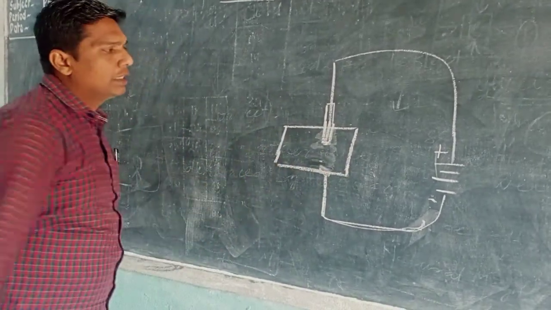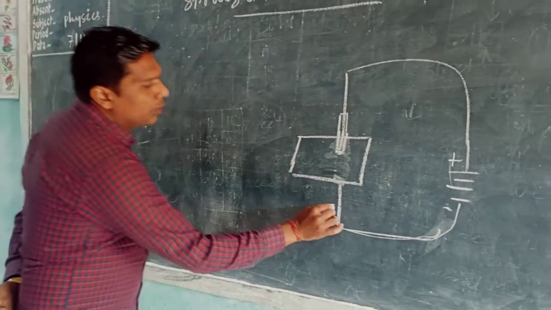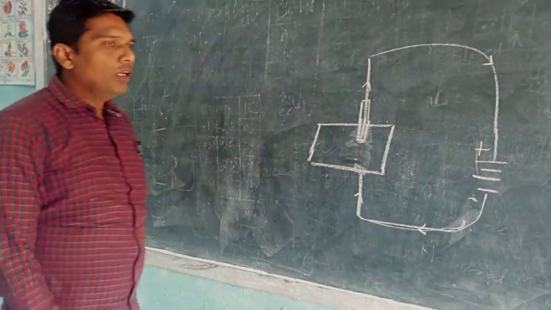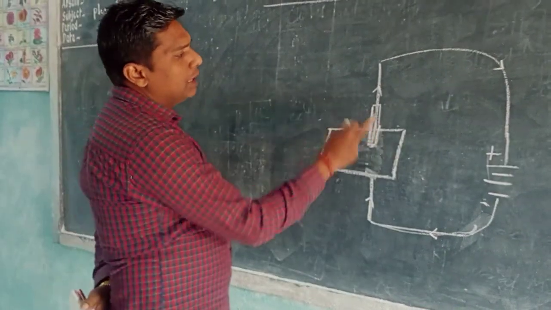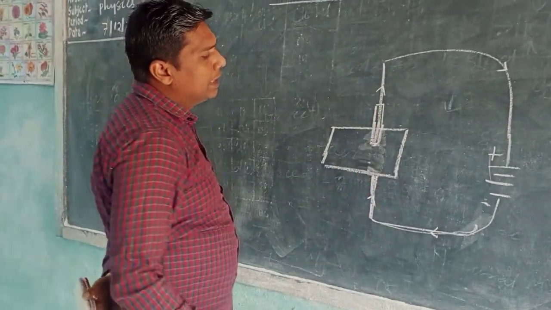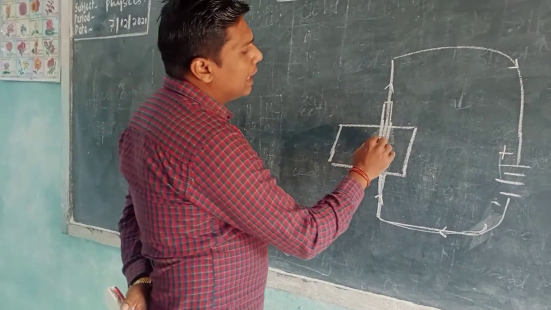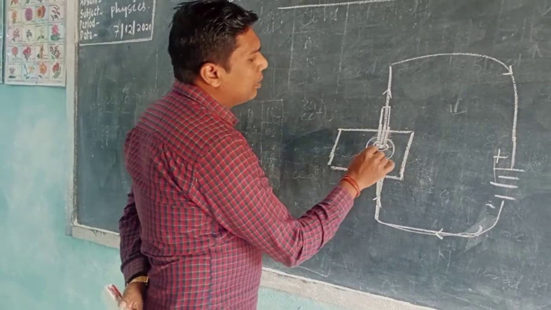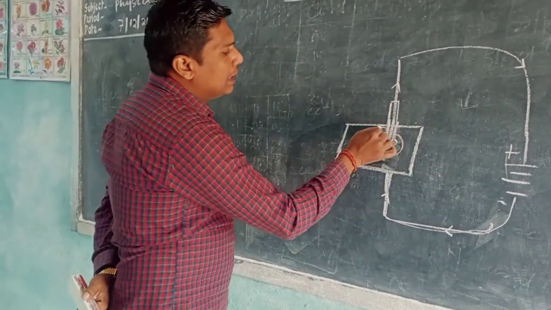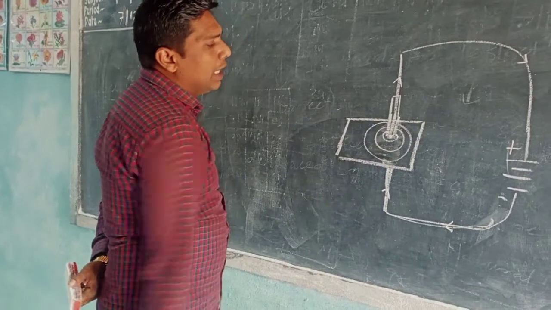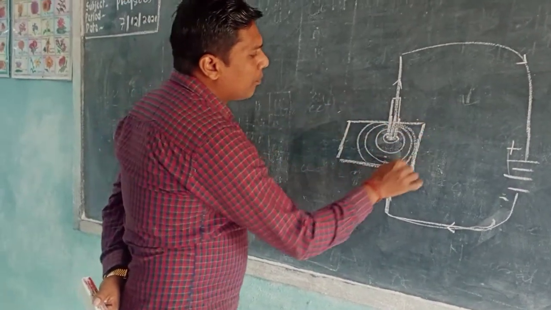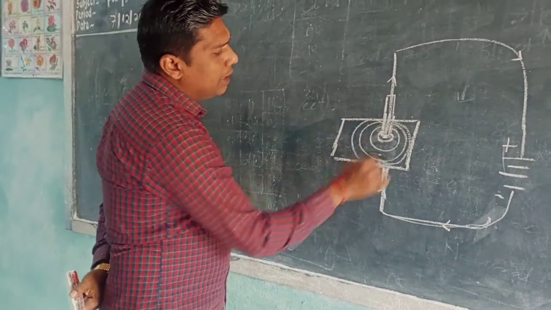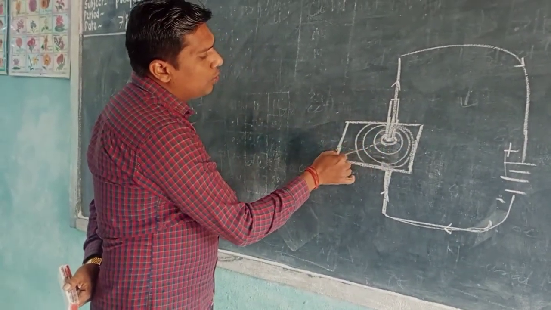Okay. So in this case, when current passes through here, what will happen? See here. When current passes through a straight conductor, magnetic field lines are created here. And these magnetic field lines are concentric. That means this center is one and these are concentric. And this magnetic field is very strong at the center and weak away from it.